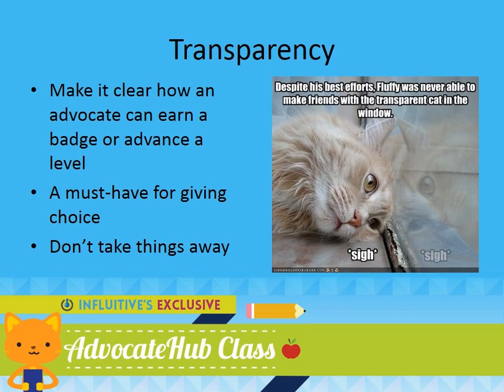Transparency is really about making it clear to an advocate how they can earn a badge or advance a level. If it's really difficult for your advocates to understand how to advance in the first place, then none of it is going to be motivating to them at all. It doesn't matter if you set up the best levels ever. If they don't get how it works, or if the system keeps changing, it's not going to be a motivating factor anymore. So in order to give people choice, especially, you need to make sure that it's very clear how many badges are required to advance a level, and how exactly you go about earning those badges.